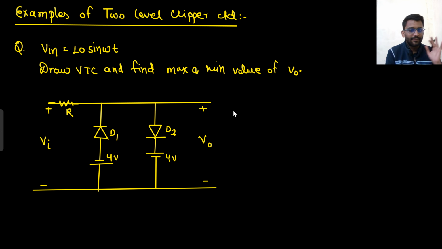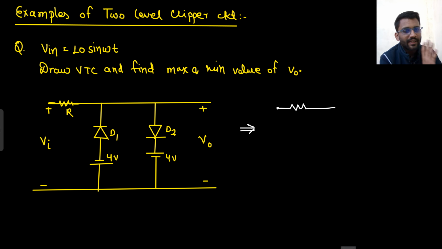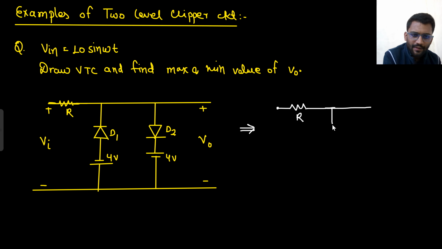So what we will do, we will simply apply the open circuit test. The best thing is to apply the open circuit test whenever a voltage is given. And when a current is given, always try applying the short circuit test. Right? This we have already seen in the basics. Diode D2 will also be open circuited.